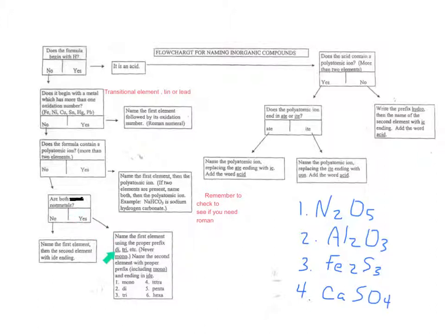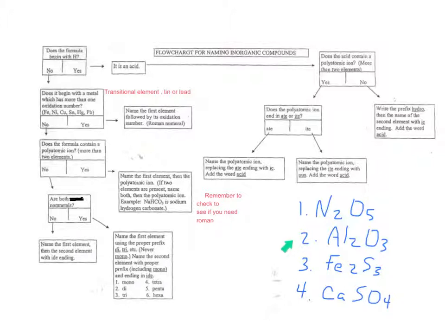Well, we're going to name the first element and we're going to use a prefix, so dinitrogen. And then we're going to name the second element, we're going to use a prefix, and we're going to change the ending to -ide. So that's oxygen. The prefix is penta, so we would have pentoxide, and therefore we would name this dinitrogen pentoxide.